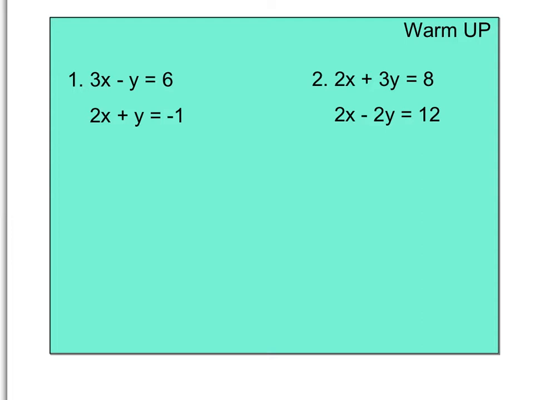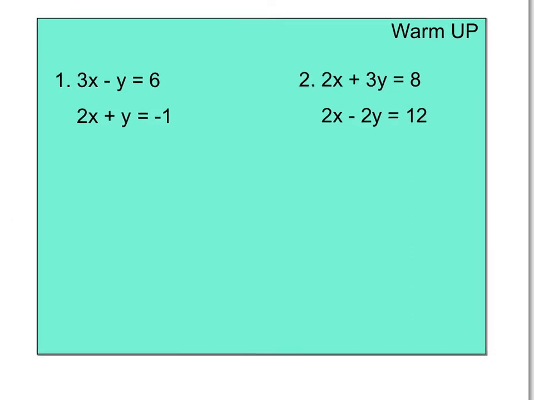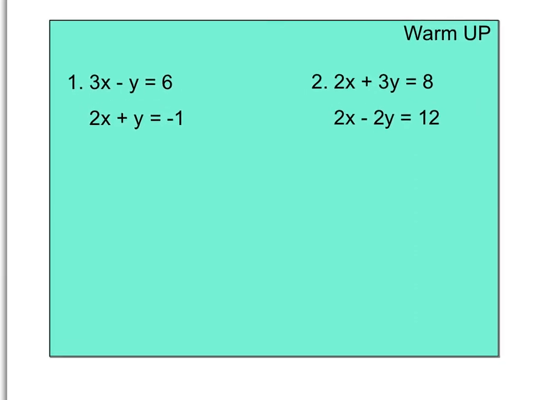Number 1, you could solve by substitution if you prefer that, because this y is pretty close to being by itself. But since the x's and the y's are lined up, elimination will be better. And if you notice, the y's are already opposites, so I can go ahead and directly add these 2 equations together. 3x plus 2x makes 5x. My y's cancel. 6 plus negative 1 is 5.